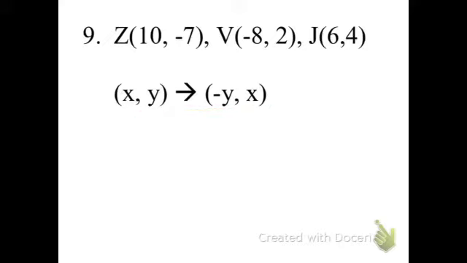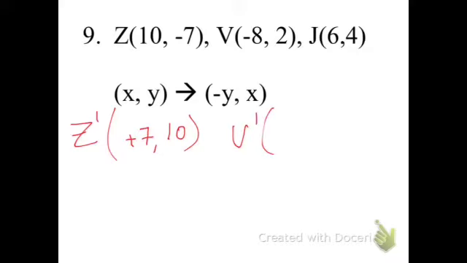This function tells us to switch the order and switch the sign on the first one. We did this one. Same type of function before on an earlier problem. Z used to be at 10, negative 7. If you switch the order, you'll get negative 7, 10. And I need to switch the sign on the first one.